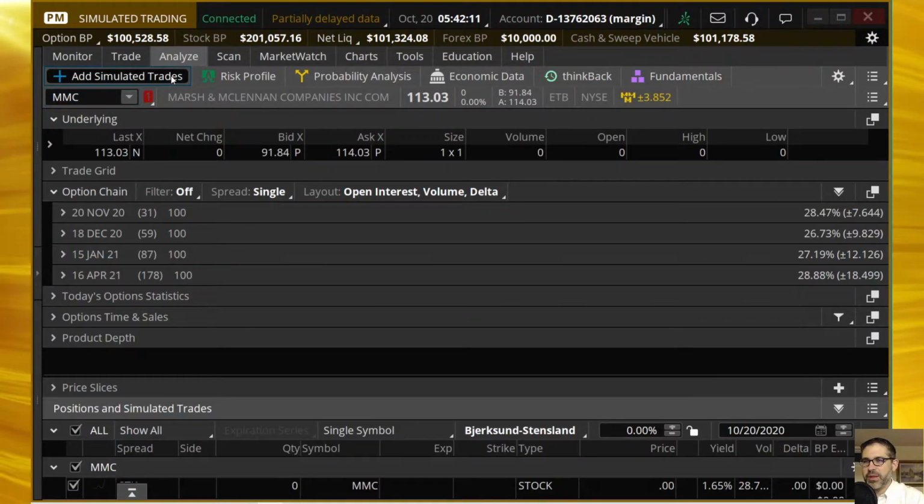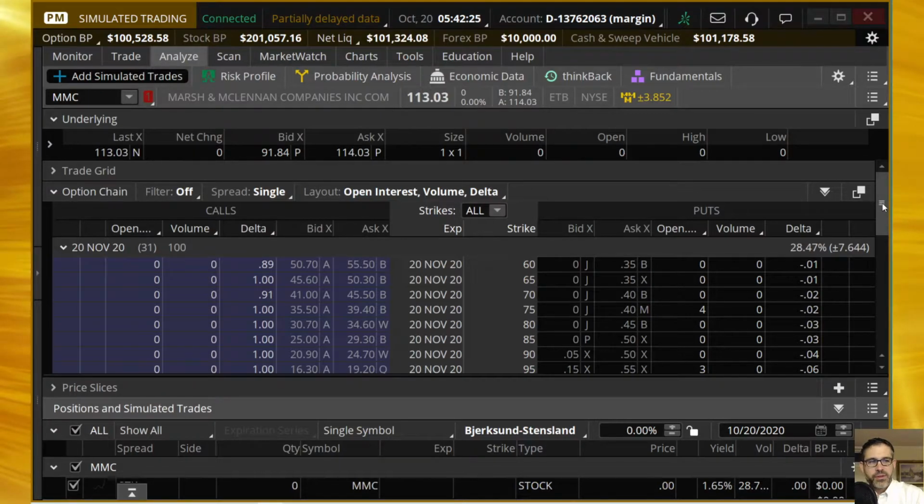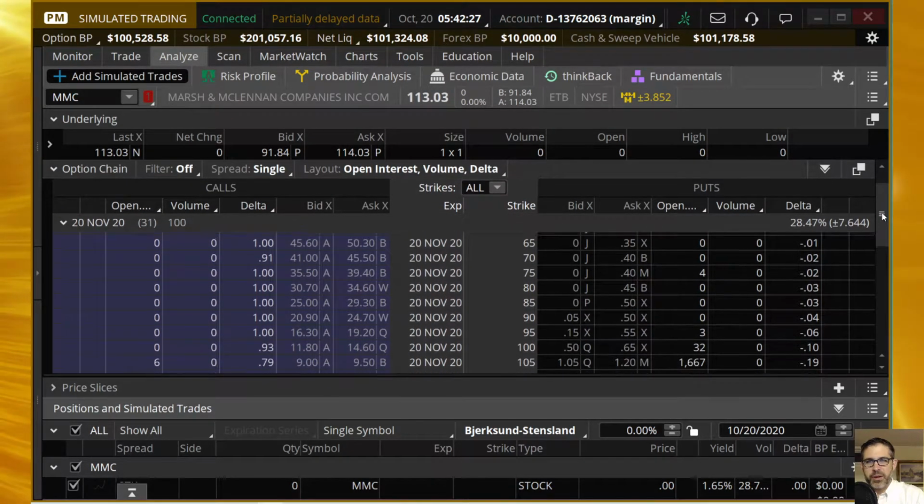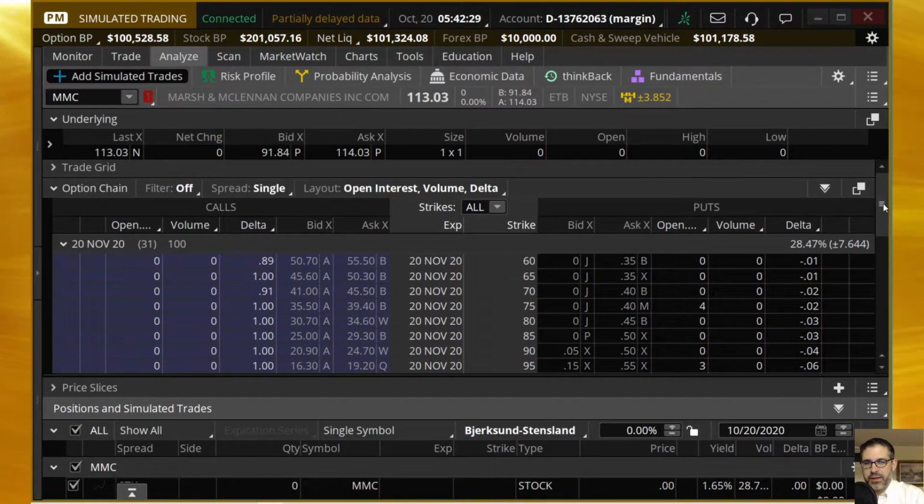Let's go to add simulated trade. We're in Marsh, and we're going to be looking at the November monthly expirations, because monthlies are all there are. We know that earnings is on the 29th of October, so this is potentially going to experience an increase in volatility. Knowing that, I want to benefit from that.